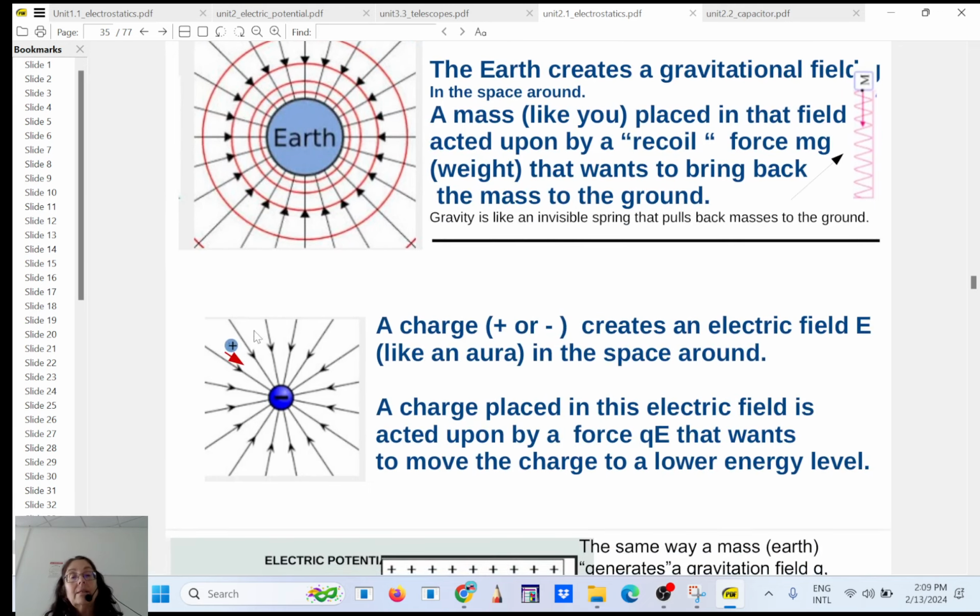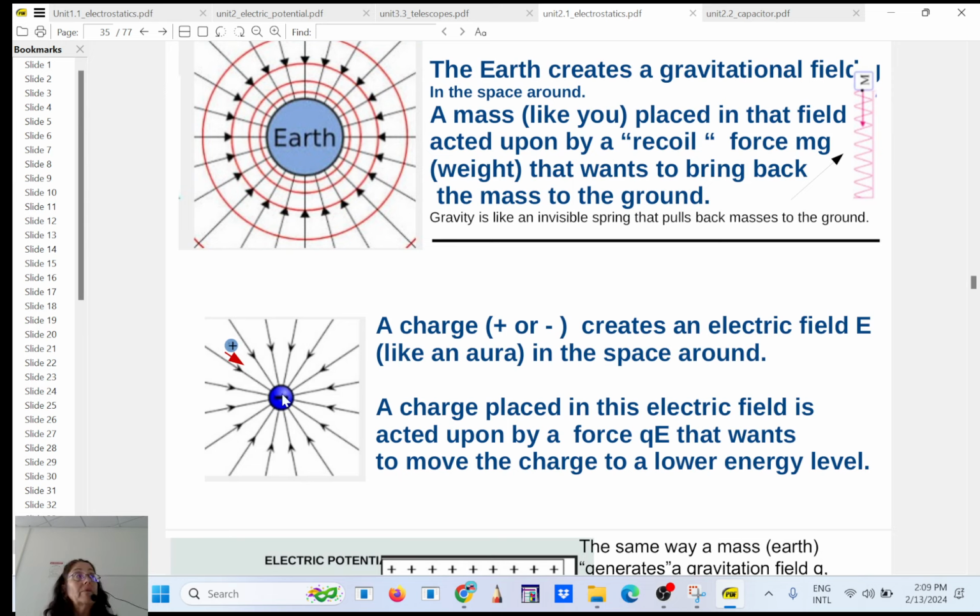Likewise, if you take a negative charge here, also it's going to create an aura around it, all around, in space around. And if you place a positive charge, you see, it will feel that aura, and it wants to go toward the negative charge, right? So it will accelerate.